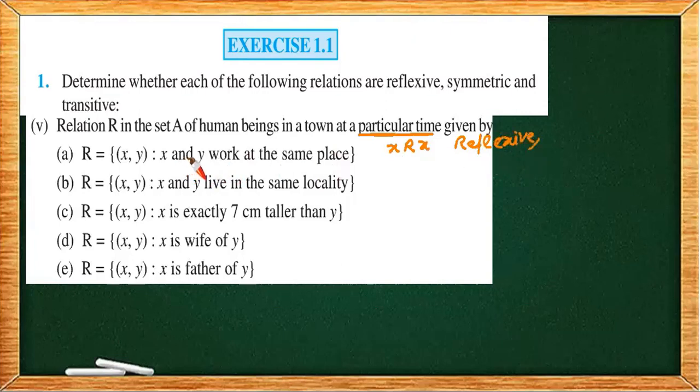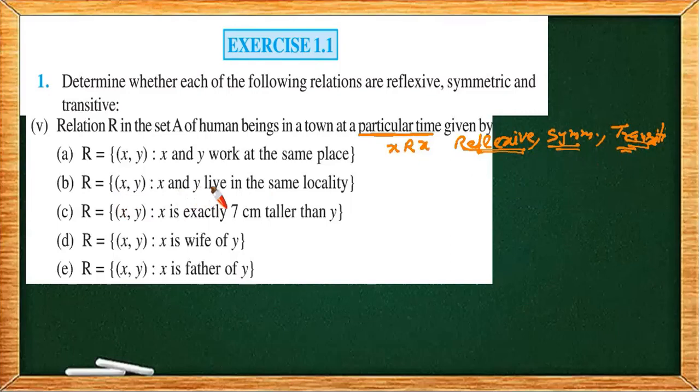Now if x and y belong to R, then yx will also belong to R. We can say x and y work at the same place, it means y and x work at the same place. So this relation is also symmetric, by observation. Now, if x and y work at the same place and y and z work at the same place, it means x and z work at the same place. So this relation is also transitive. Clear? So the first part is reflexive, symmetric, and transitive.